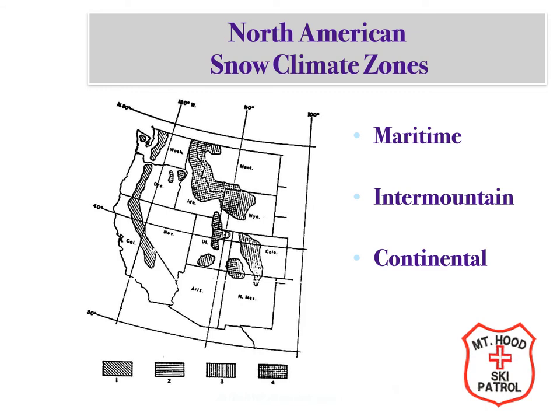The continental zone is along the Rocky Mountain range and is impacted by cold fronts coming down from the pole. This zone is far inland and sees very little impact from the Pacific Ocean. The intermountain zone is the transition between the maritime zone and the continental zone, and it shares characteristics of both.